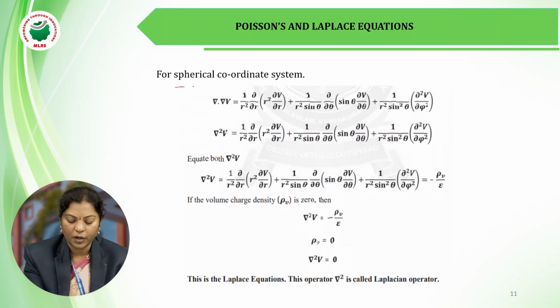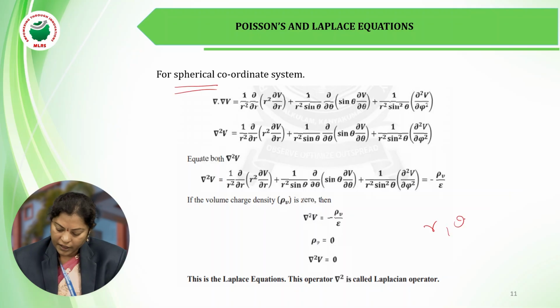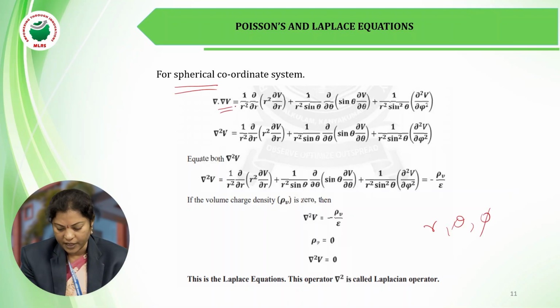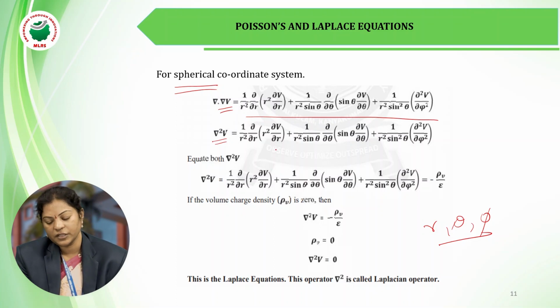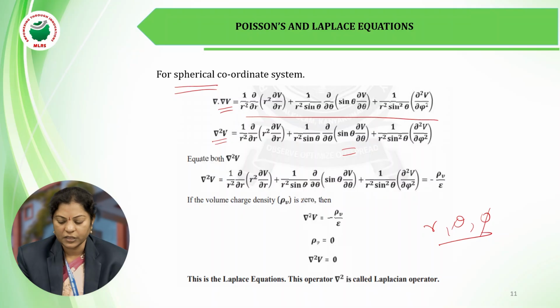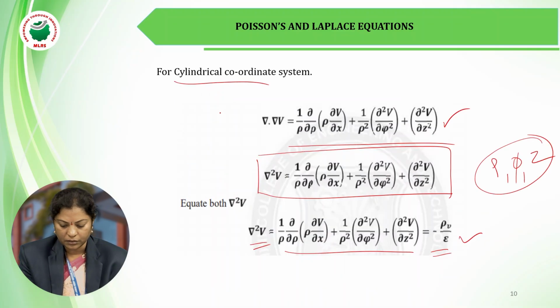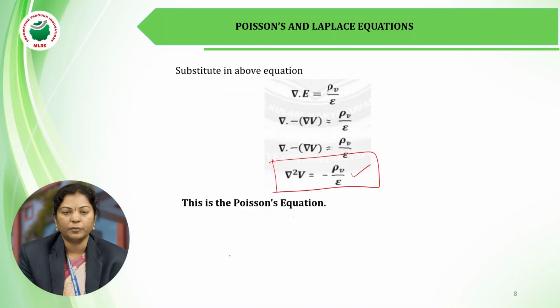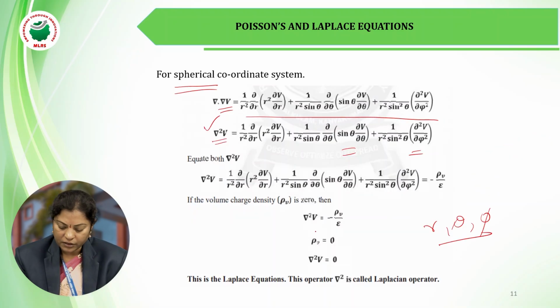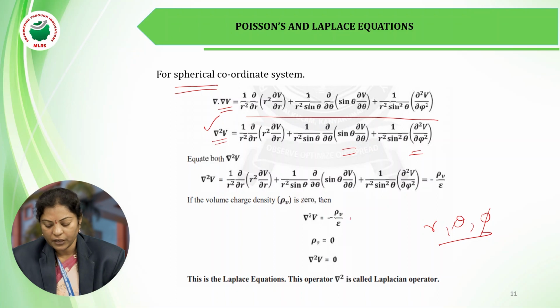Next, the spherical coordinate system. Here the coordinates are r, theta and phi. Del square v equals 1 by r square into dou by dou r of r square into dou v by dou r, plus 1 by r square sin theta into dou by dou theta of sin theta into dou v by dou theta, plus 1 by r square sin square theta into dou square v by dou phi square. As we know from the Poisson equation, del square v equal to minus rho v by epsilon, and by substituting we get the same.